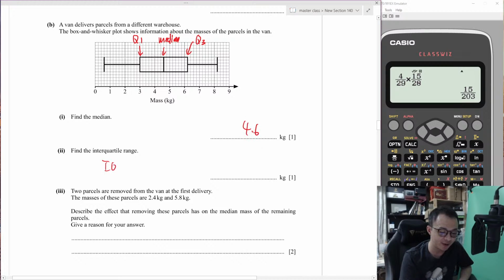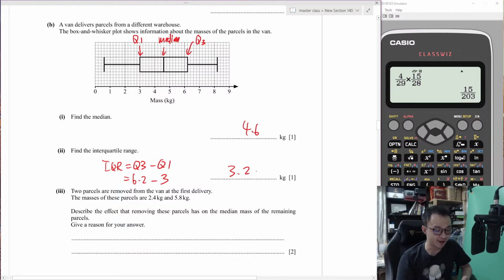Interquartile range is Q3 minus Q1. Alright, just read: the Q3 value is 6.2, Q1 value is 3, then it's 3.2. Just minus here. So 2 parcels are removed from the first delivery. The mass of these parcels is 2.4 and 5.8. Describe the effect that removing these parcels has on the median mass of the remaining parcels.